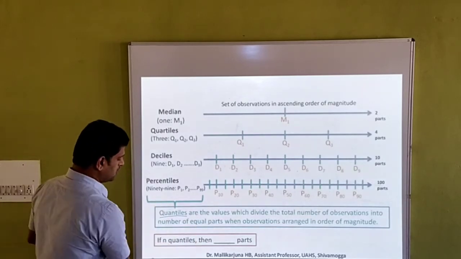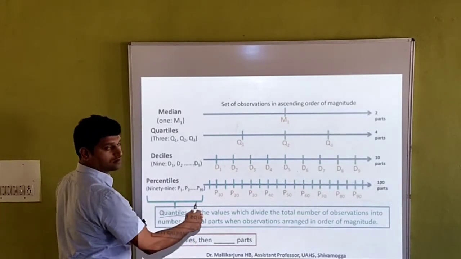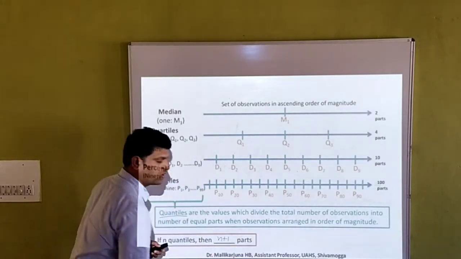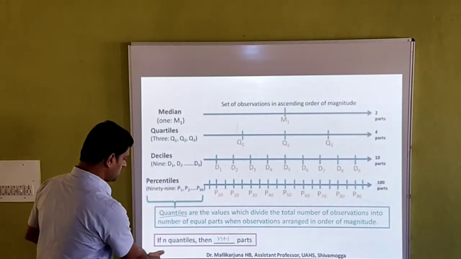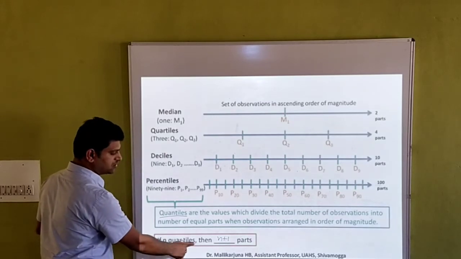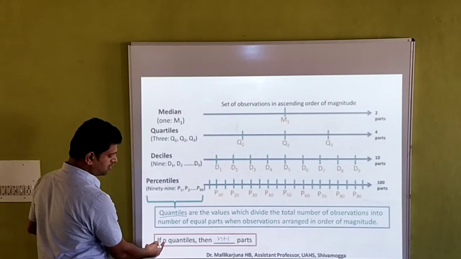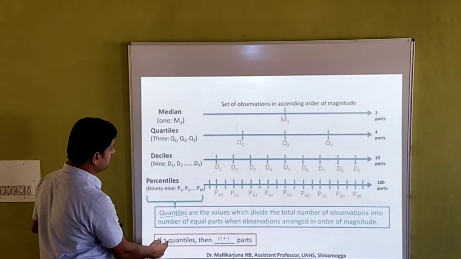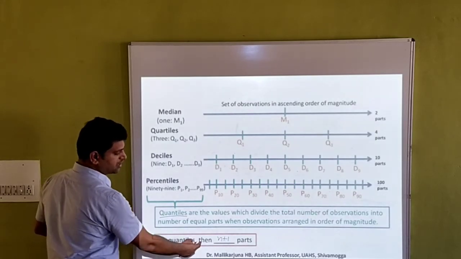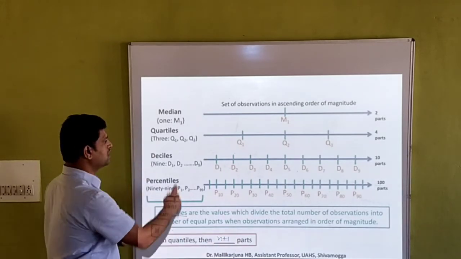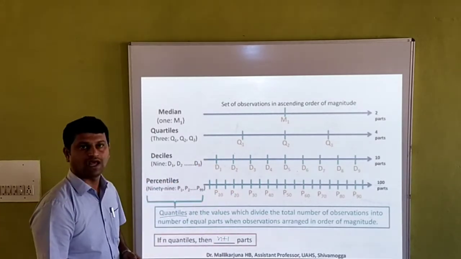So in this way, if there are n quantiles, we will get one addition: n plus 1 parts will be there. Of course, if 99 quantiles, then 99 plus 1, 100 parts. For example, if n is 3 quantiles, then n plus 1, here 3 plus 1, 4 parts will be there. So addition 1 will add.